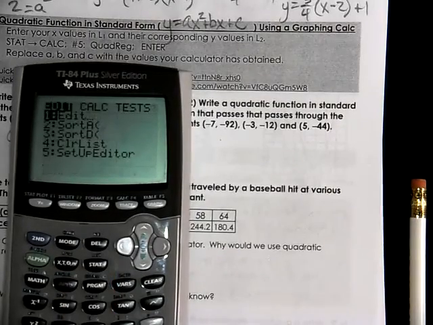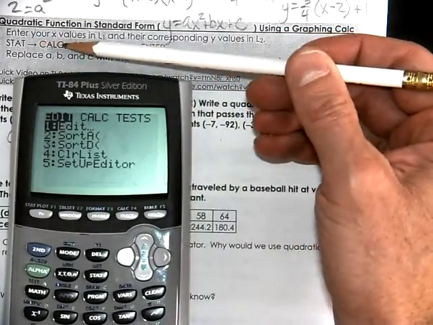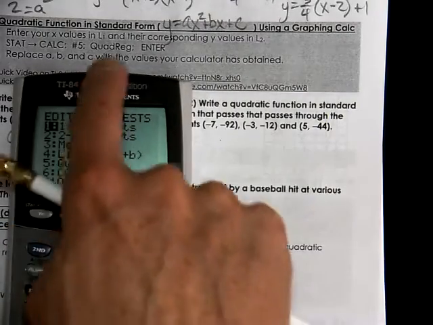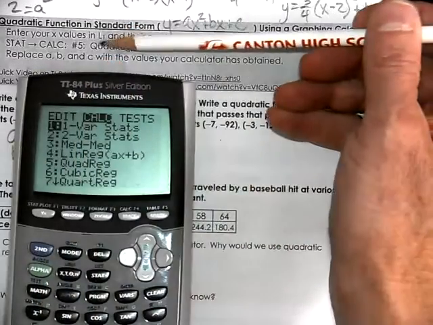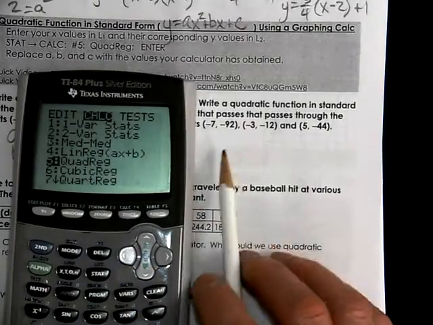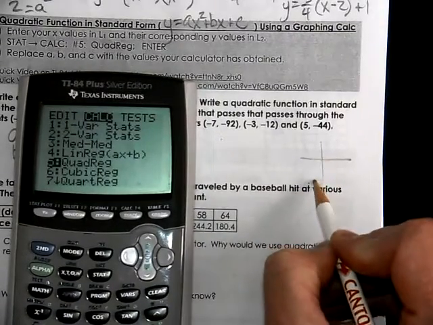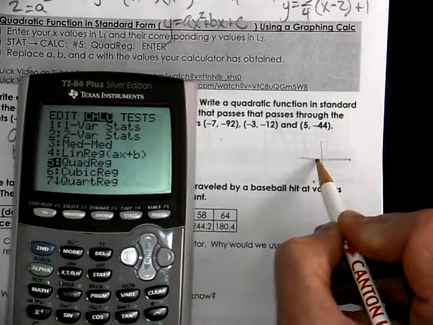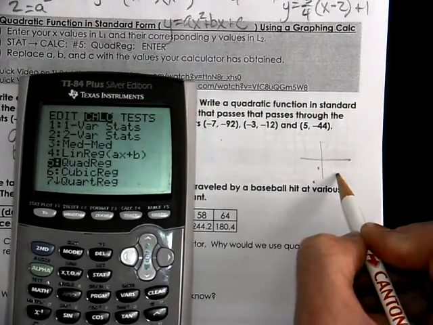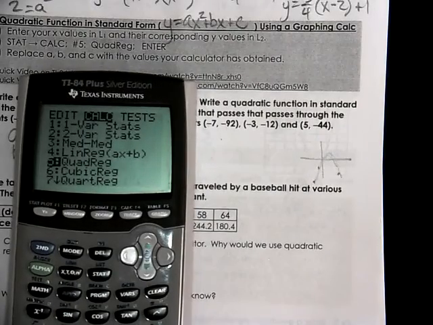You go to Stat, arrow over to Calc, down to number 5, Quadratic Regression. We're looking for a quadratic equation that has this data. So we're -7, -92, -3, -12, 5, -44. So we're getting a parabola that comes in here. So again, we're expecting the A to be negative.